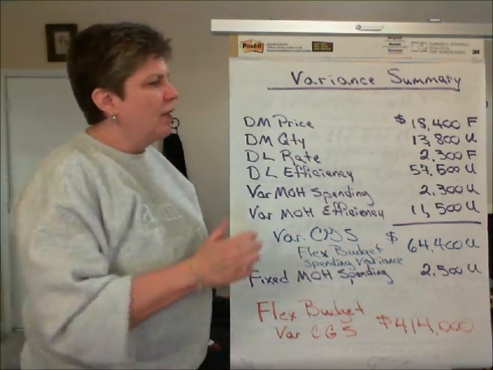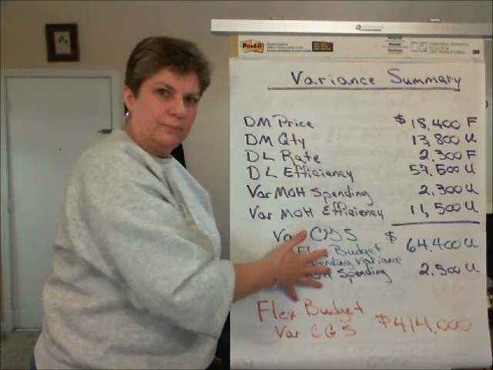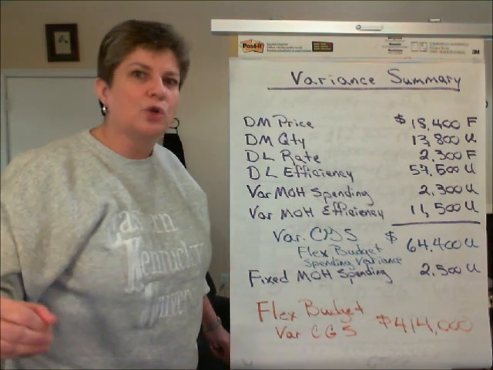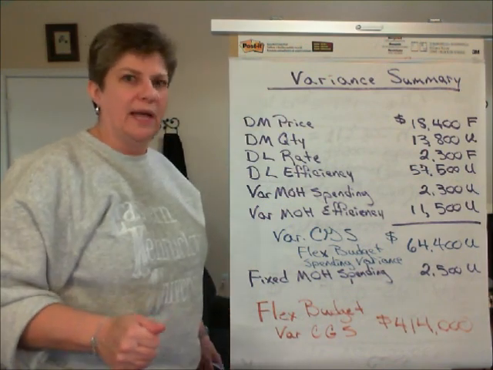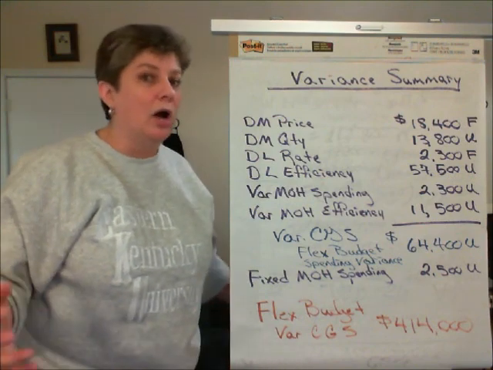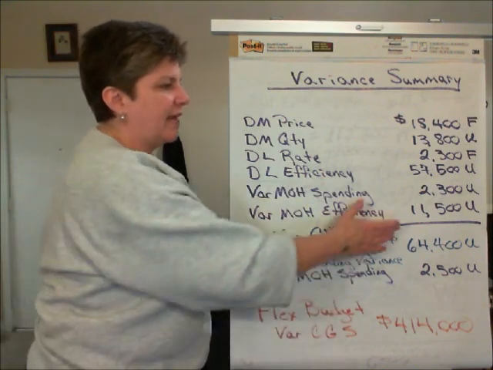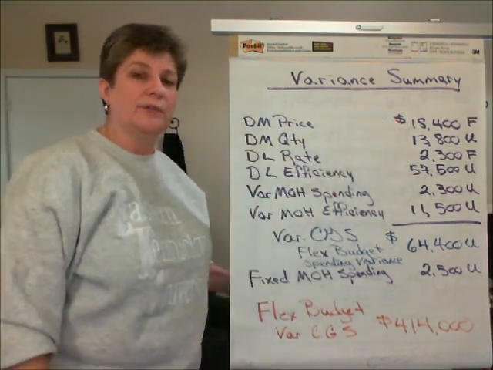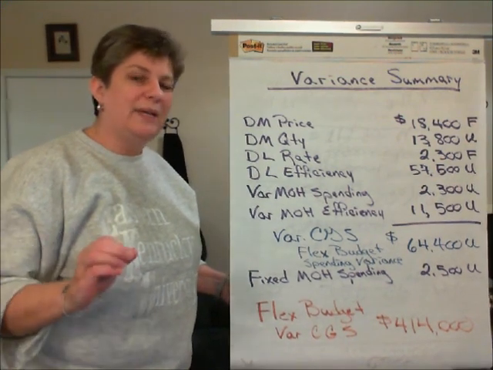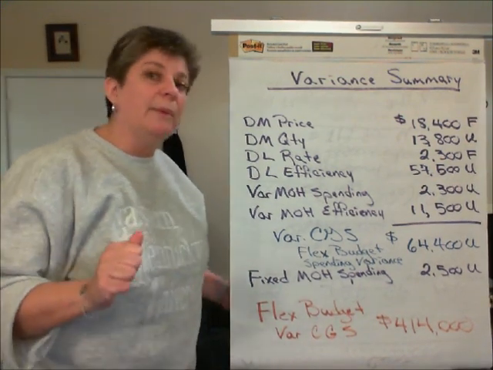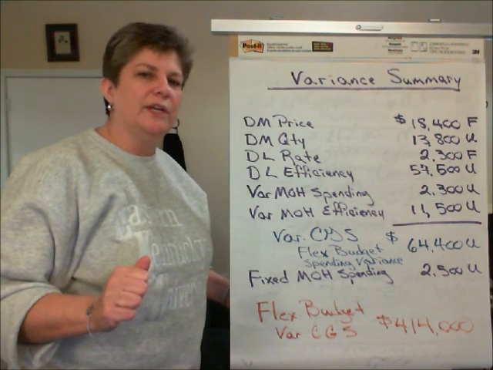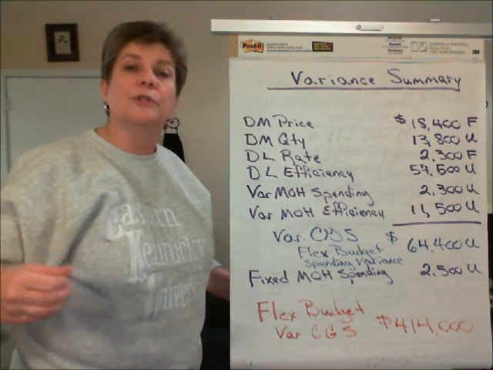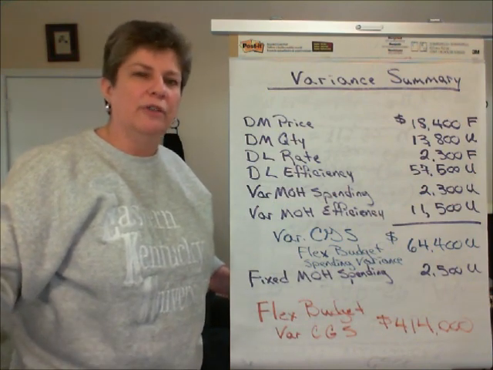Now, which of these variances should be investigated? For which of these do we ask those questions and drill down until we find out what happened? Do we investigate all of them? Do we only investigate unfavorable variances? Or should we investigate favorable variances also? Well, it depends on the company policy as to which variances are big enough to make a difference in the future success, the future performance of the company.